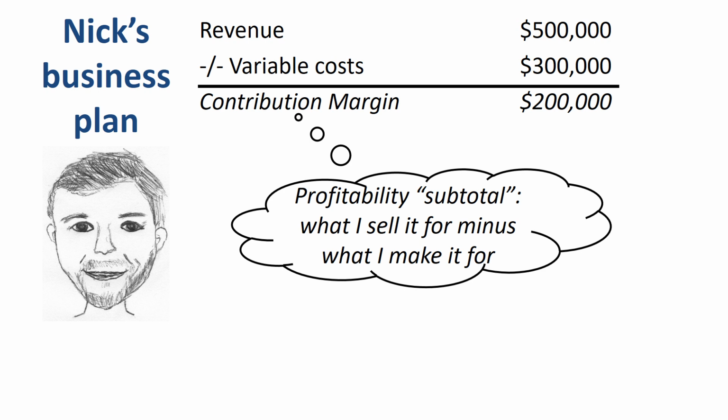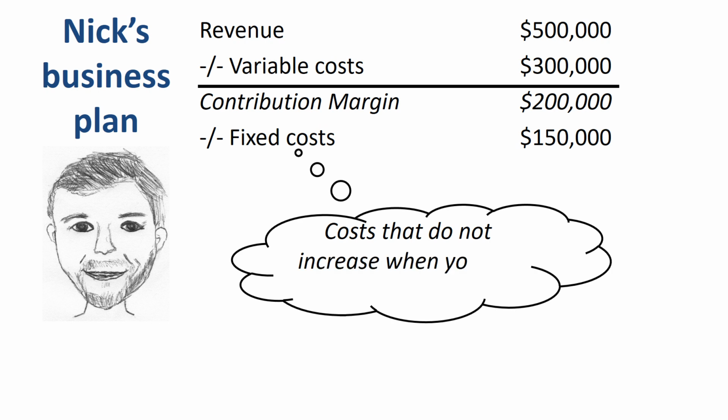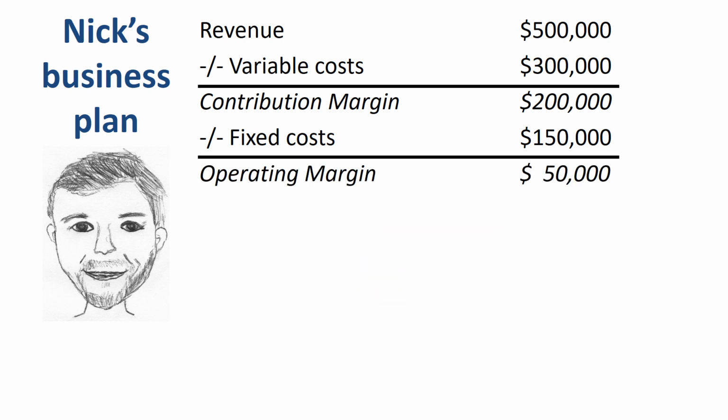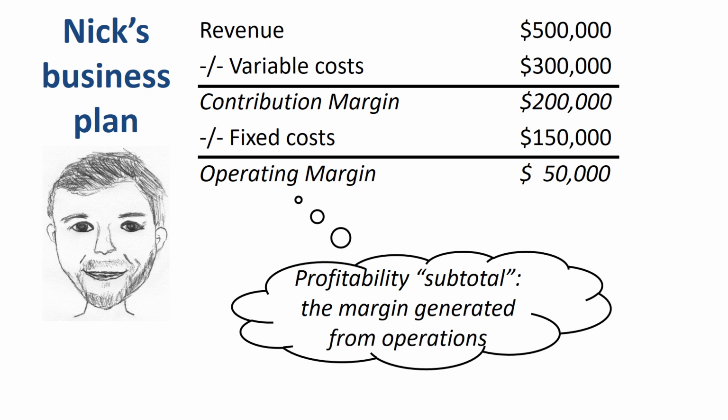Next, he deducts fixed costs of $150,000. Fixed costs are the costs that do not increase when you sell more units. Examples are depreciation on the production equipment, marketing expenses, and the salary of the managing director, Nick himself. Nick takes contribution margin and deducts fixed costs to get to operating margin of $50,000. This is another profitability subtotal that represents the margin generated from operations.